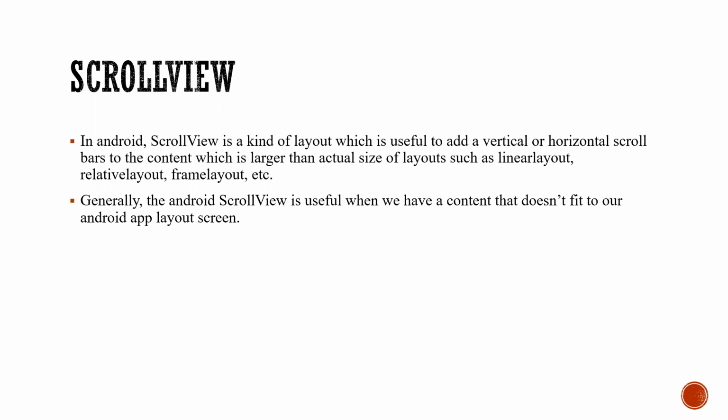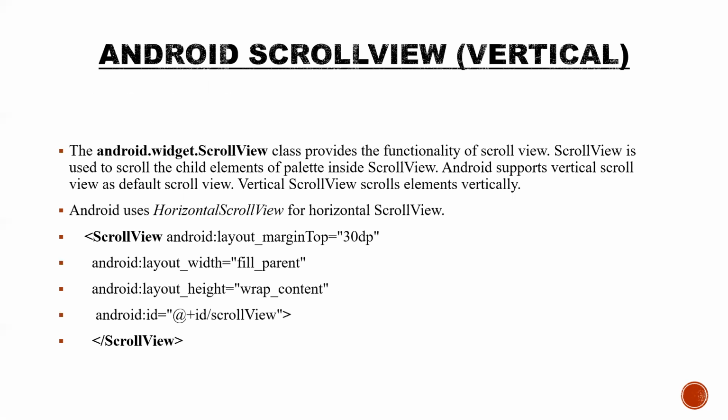Basically, there are two types of scroll view: a vertical scroll view for scrolling vertically, and a horizontal scroll view for scrolling horizontally. Firstly, let's discuss the vertical scroll view. The android.widget.ScrollView class provides the functionality of scroll view. Scroll view is used to scroll the child elements of a palette inside scroll view. Android supports vertical scroll view as the default scroll view. Vertical scroll view scrolls elements vertically, which means that we can scroll items or contents from top to bottom.